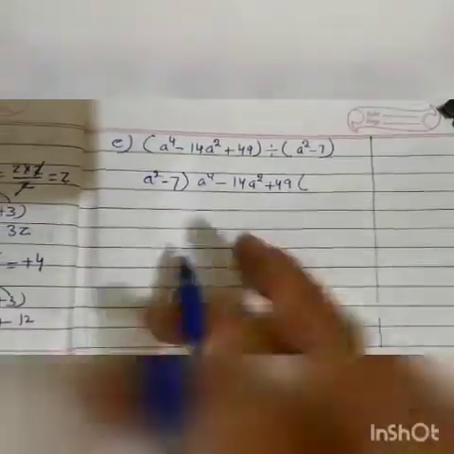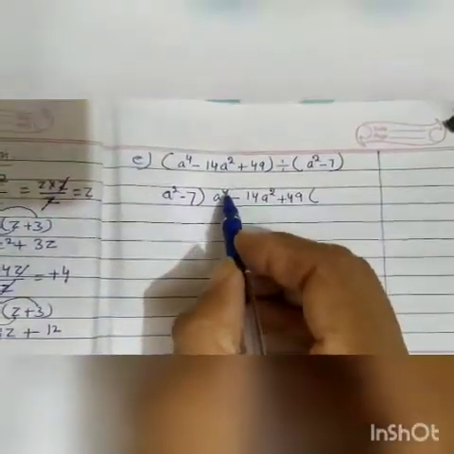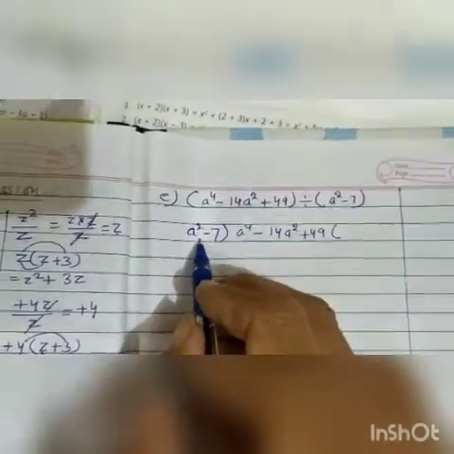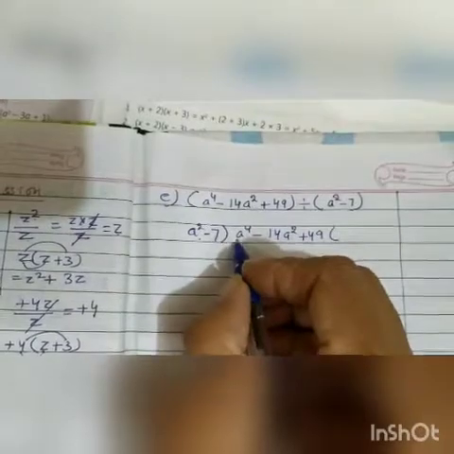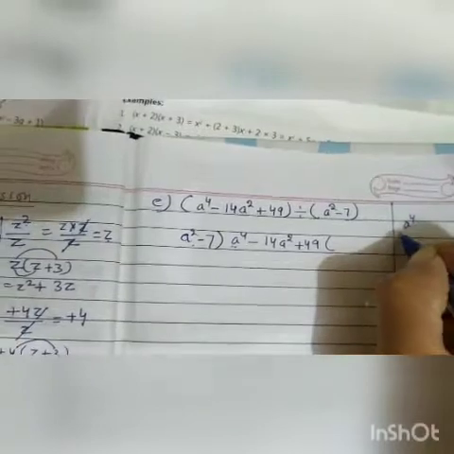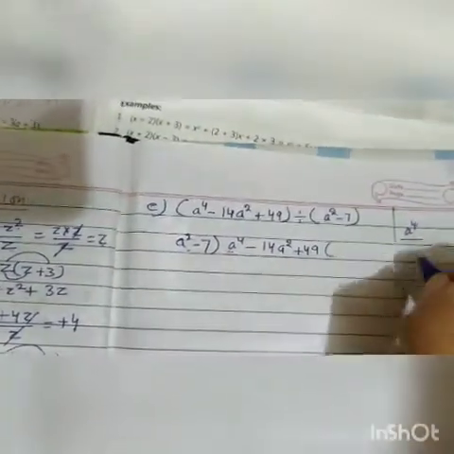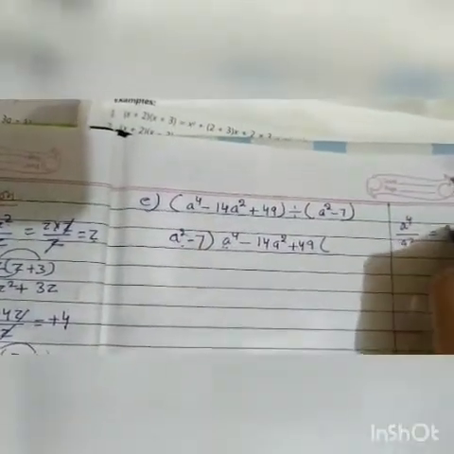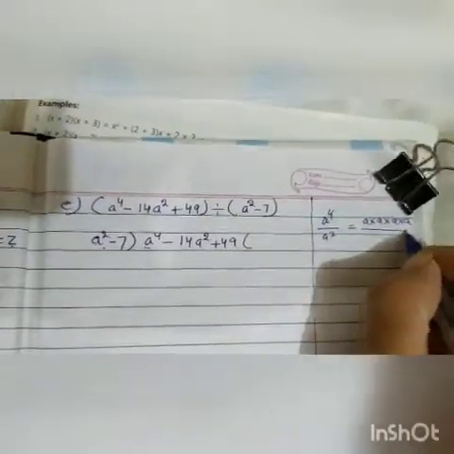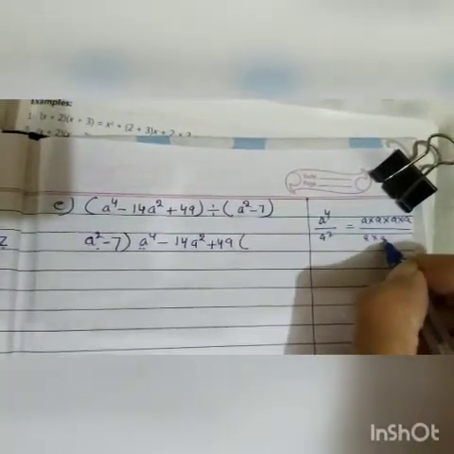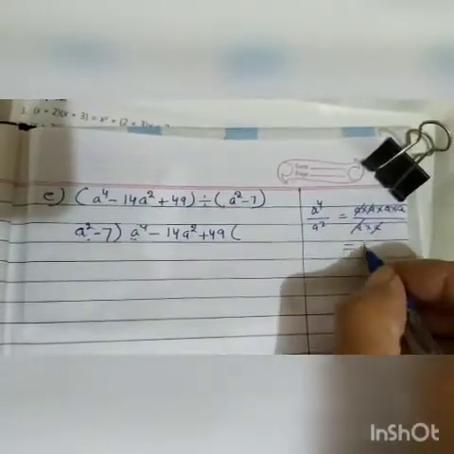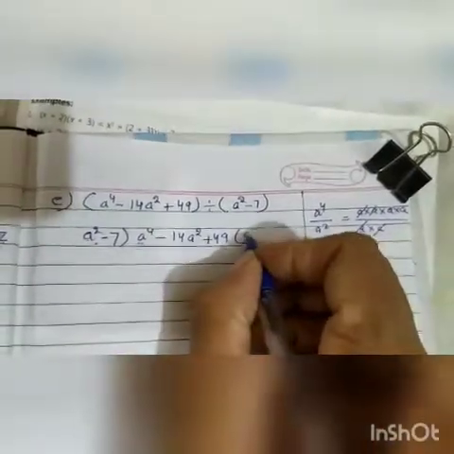In part E, we have to divide a power 4 minus 14a square plus 49 by a square minus 7. So what is the first term of this dividend? It is a power 4. Here a power 4 divided by this a square. We can write it as a into a into a into a upon a into a. This is a square. A cancels, a cancels. We get a into a, which means a square. Write this a square here.